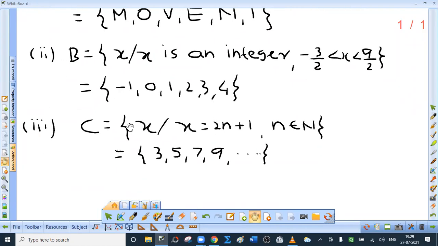Third one, set C is the set of all x such that x is 2n plus 1, where n is a natural number. First natural number is 1. So I hope you won't say this is 21 plus 1. This is 2 into 1, 2 plus 1, that is 3. For n equal to 2, 4 plus 1, 5, 7, 9, and so on. This is an infinite set.